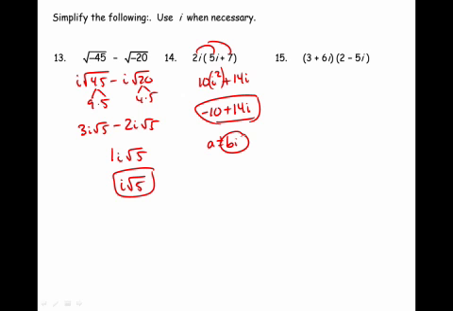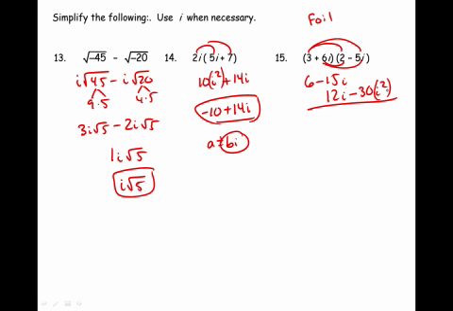So the imaginary part's always written last. Number 15, basically we just need to FOIL. First, 3 times 2 is 6. Outer, 3 times negative 5i is negative 15i. Inner, which is 12i. And last, positive 6i times negative 5i is negative 30i squared.